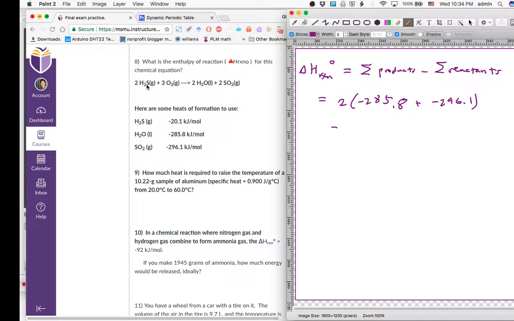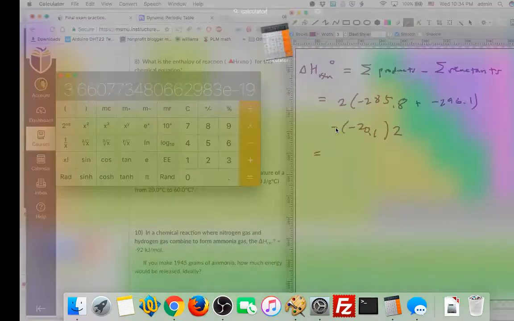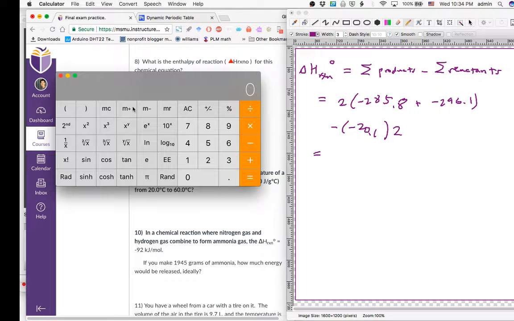2 hydrogen sulfide gases. Hydrogen sulfide gas has this heat of formation, and I want 2 of them, multiplied by 2. So let me get the answer here so you can check yours against mine. Nice little Apple calculator. So 2 times parenthesis negative 285.8 minus 296.1 parenthesis plus 2 times 20.1.